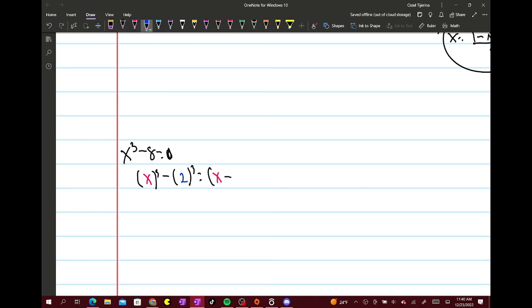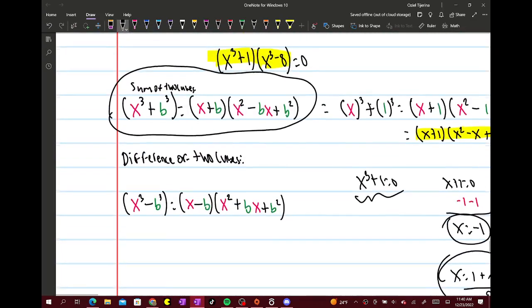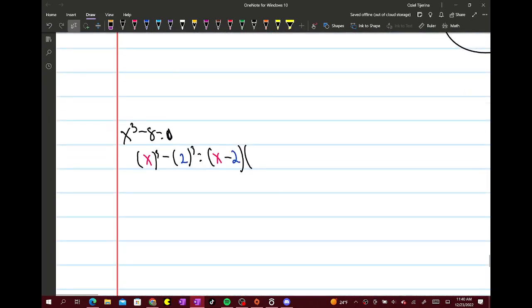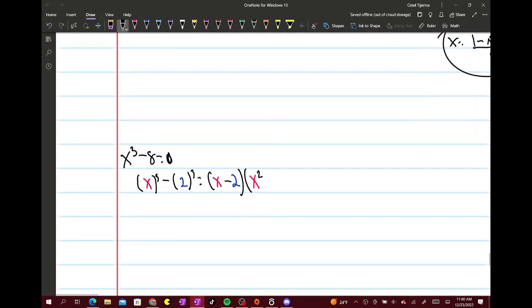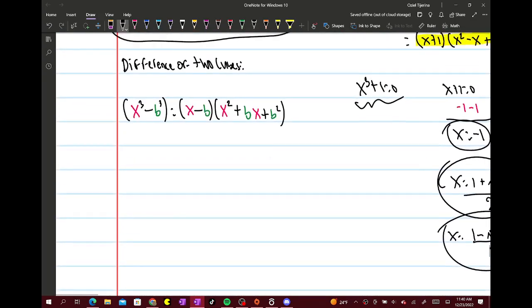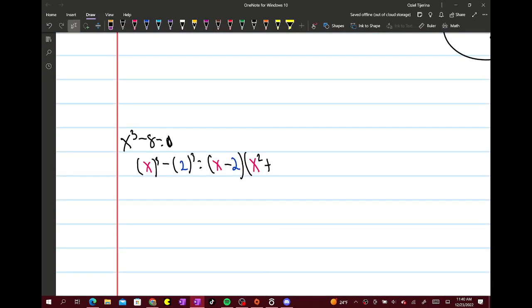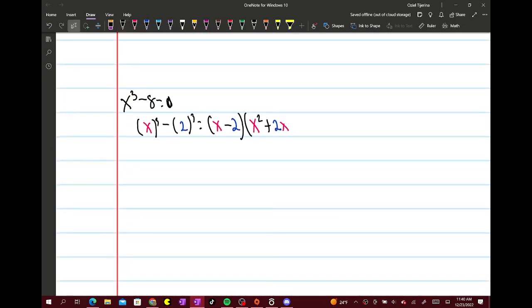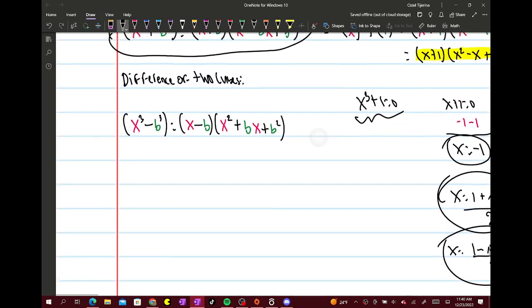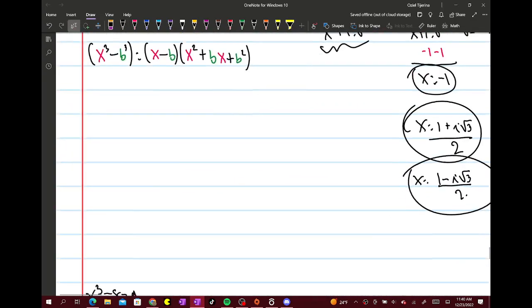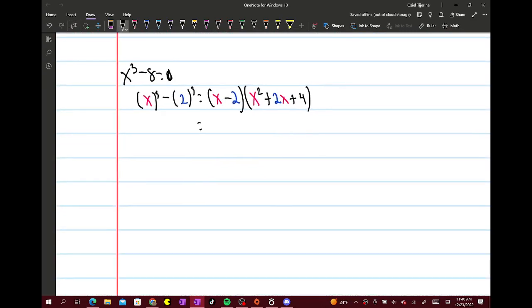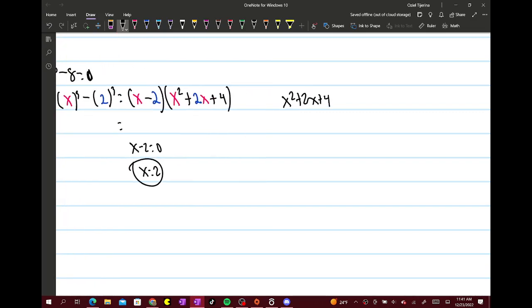times x squared plus 2x plus 2 squared, so plus 4, right? So then we know x minus 2 equals 0, that's x equals 2, right? And then we have x squared plus 2x plus 4 equals 0.